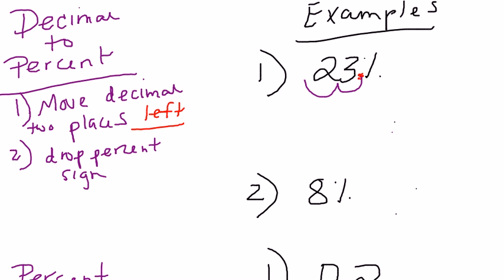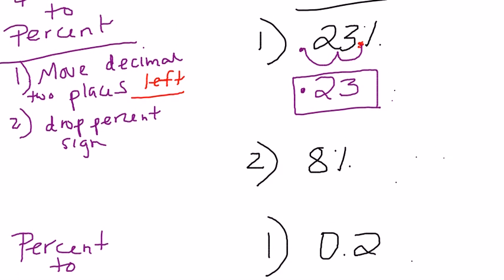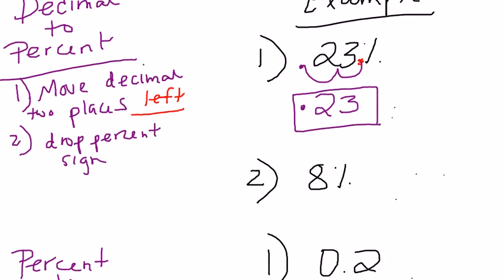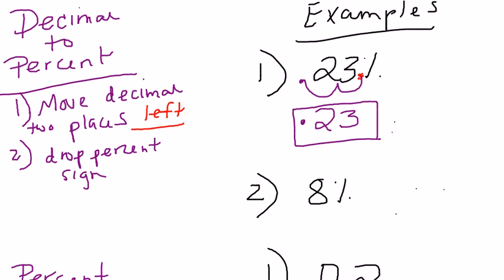So 1, 2. And drop the percent sign. I'm left with 0.23. And that is my decimal. Okay, pretty simple. Sometimes you may have to add a 0. So if we look at the example number 2, I want to change 8% into a decimal.